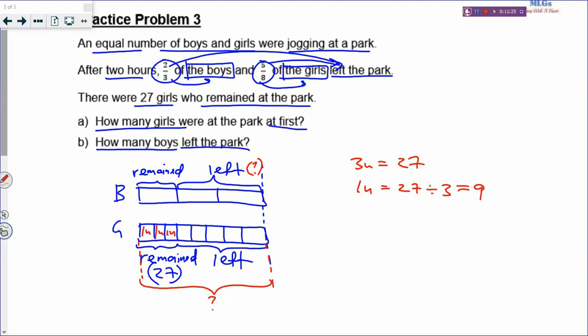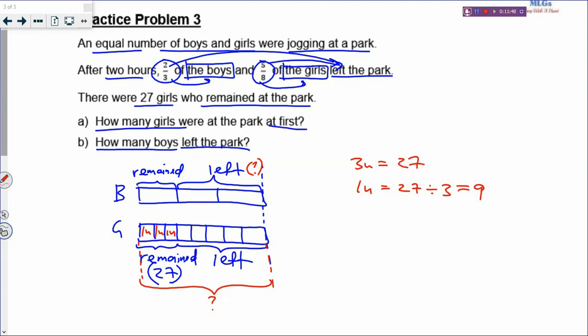And by the way, before we continue, do these 2 fractions refer to the same group? Do we make the denominator the same? No, we don't make them the same, because 2/3 refers to the boys, right? And 5/8 refers to the girls. So there are 2 different groups, so you cannot make the denominator the same. Very important lesson. So let's come back.